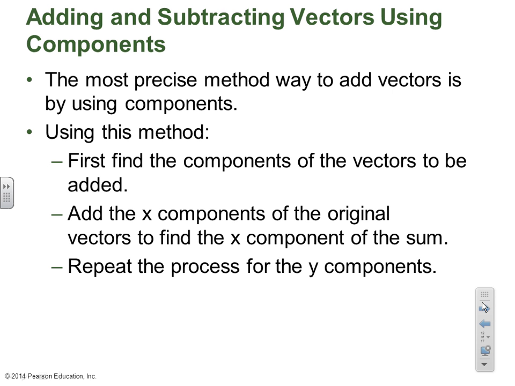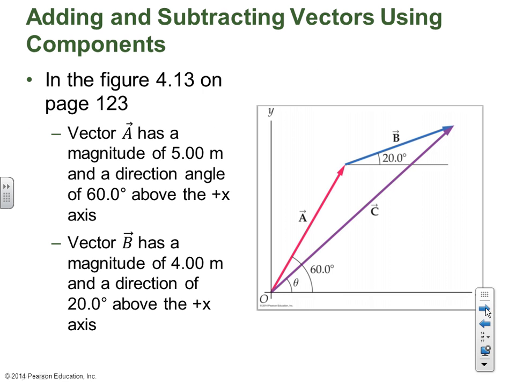Okay. Please don't write the rest of this down. I just want to show you this real quick. This is all from your book. On page 123 of your book, there's this picture, figure 4.13. And it says vector A has a magnitude of 5 meters and a direction 60 degrees above the x-axis. So that's the red vector. This is supposed to represent 5 meters. There's my 60 degrees. Vector B has a magnitude of 4 meters at a direction of 20 degrees above the x-axis.